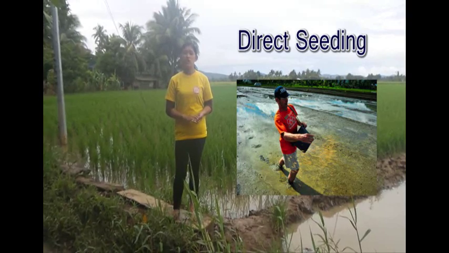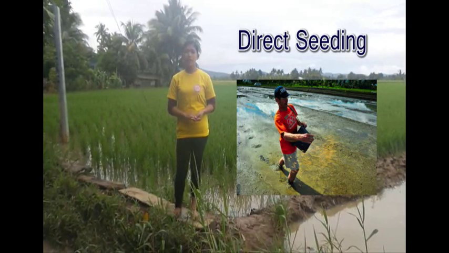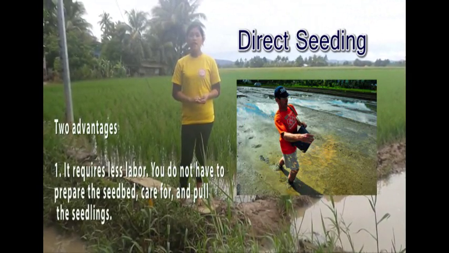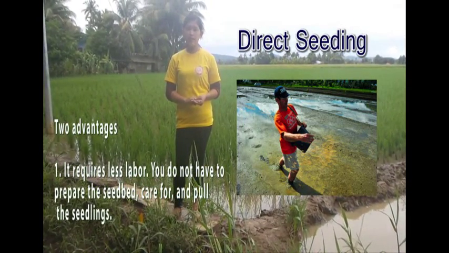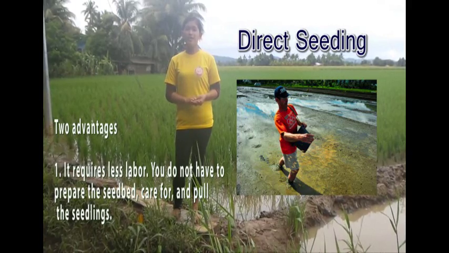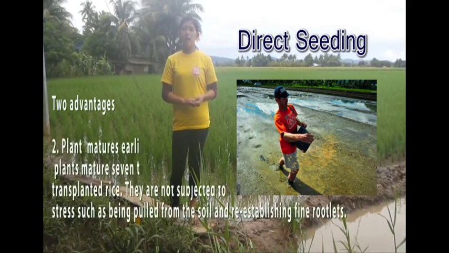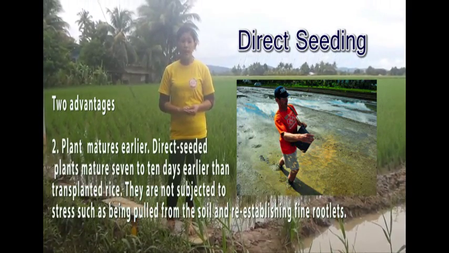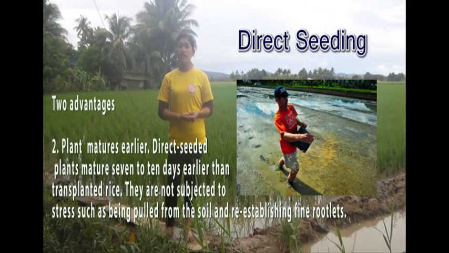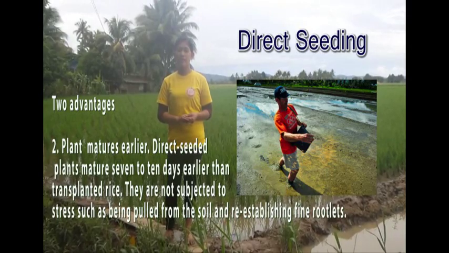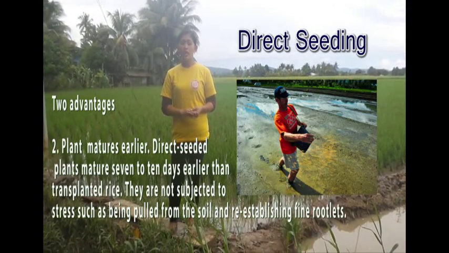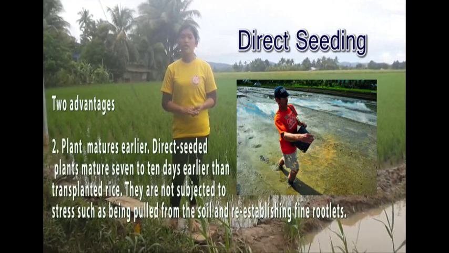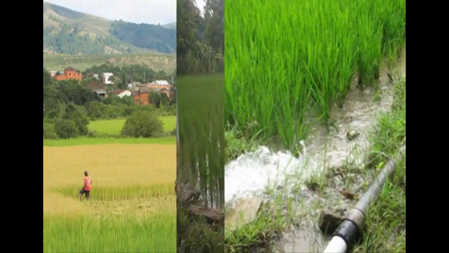There are 2 advantages to using direct seeding. First, it requires less labor. You don't have to prepare the seed bed, or care for and pull the seedlings. Second, the plant matures earlier. Direct seeded plants mature 7 to 10 days earlier than transplanted rice. They are not subjected to stress such as being pulled from the soil and re-establishing fine rootlets.